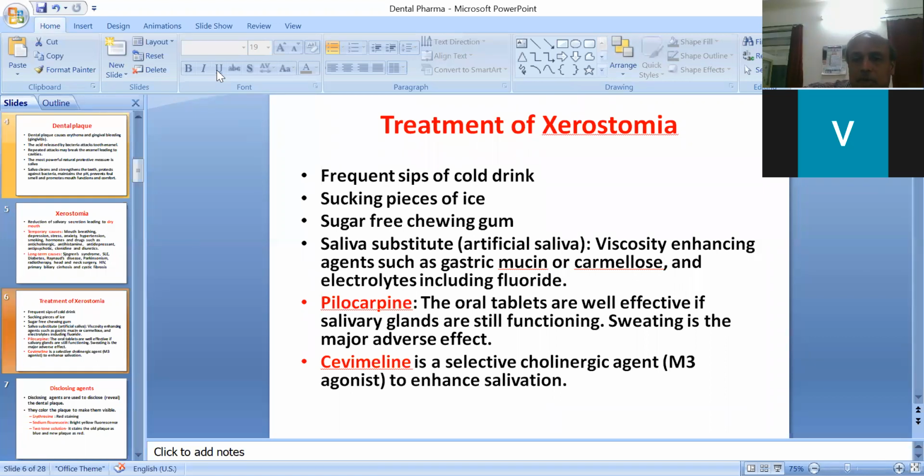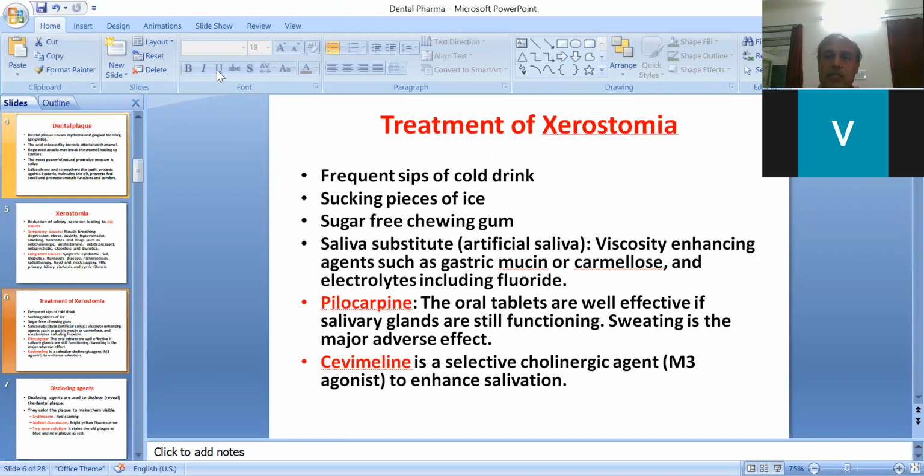They are nothing but viscosity enhancing agents. They enhance the viscosity. For example, gastric mucin, carmylose, and electrolytes including fluoride. So by enhancing the viscosity, they are acting as the substitute for the saliva. Then a drug that is well known to you, that is the cholinergic drug pilocarpine.